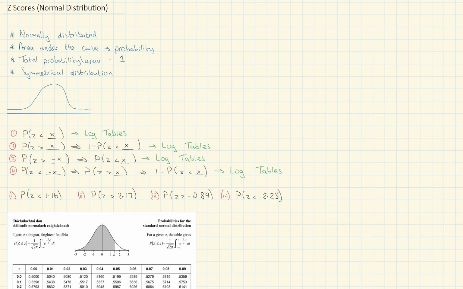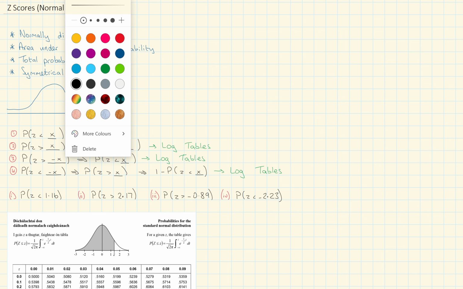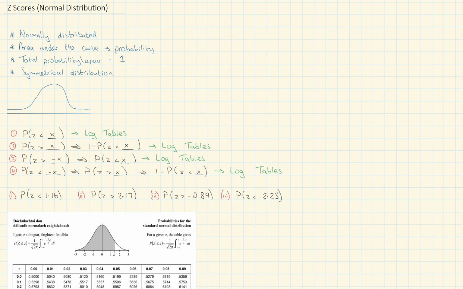Okay, so in this video we are going to look at z-scores under normal distribution. The important features for a z-score is that we can only apply them or use them when our data is normally distributed. The area under the curve is the probability of the event happening. The total probability or area is 1 and it has symmetrical distribution, and there's our curve.